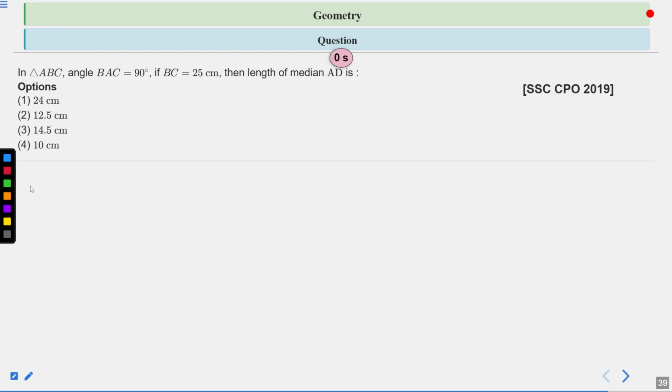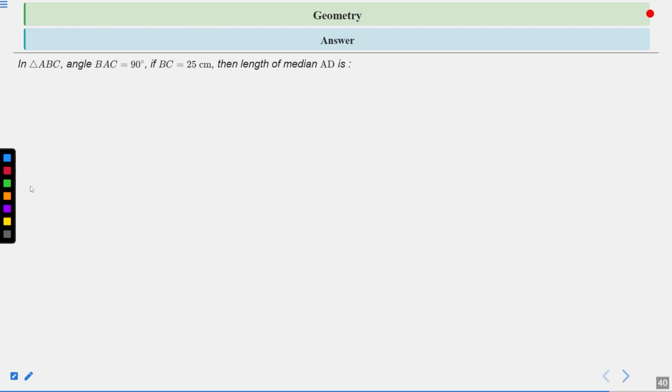Now time's up. Let's see the solution of this question. It is given that in triangle ABC, angle BAC is 90 degrees. It means this triangle is a right angle triangle, and the length of BC is given, which is 25 centimeter. So we need to calculate the length of the median. So the correct answer of this question is the second one, which is 12.5 centimeter.